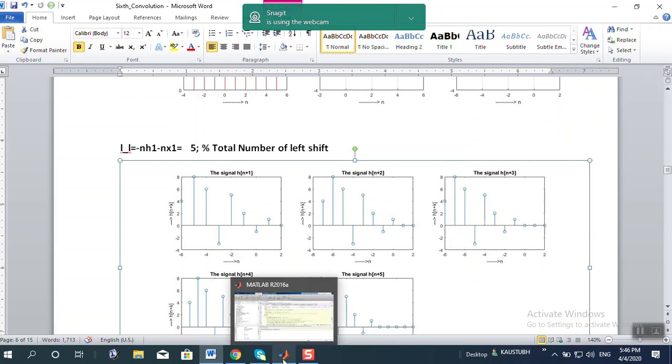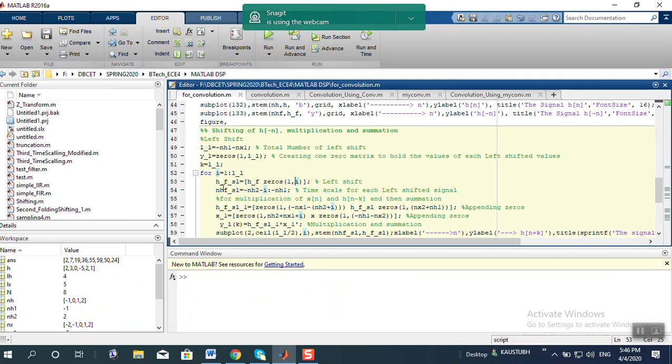The shifting program we already did, and the same concept is applied here. So the new time shift for the first shift is minus nh2 minus I to minus nh1. So I is 1, so nh2 was here -5, now it is -6, and it is 2 minus nh1, that is plus 2.